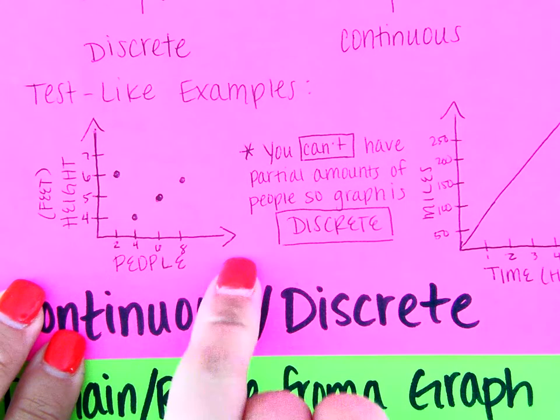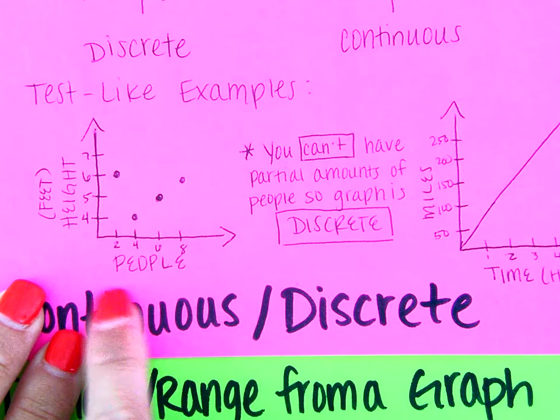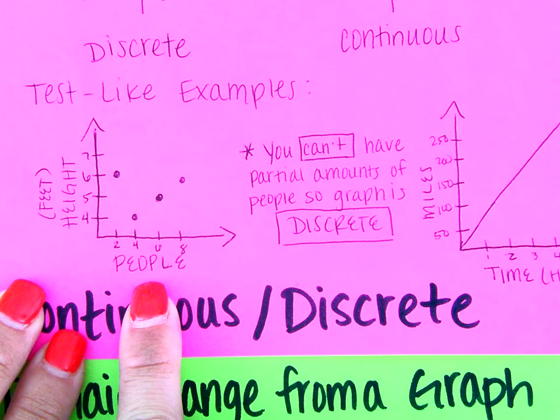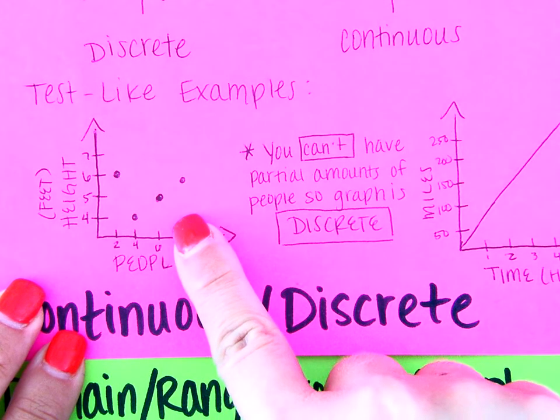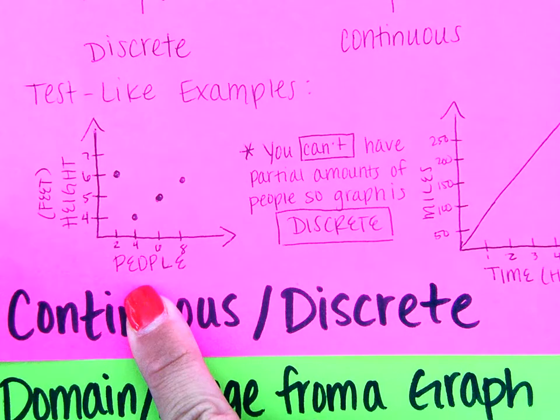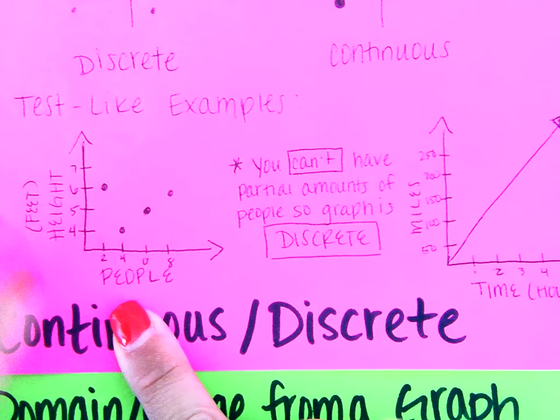Okay, if you look here at your x values, it says people. So before, can we take partial amounts of people? Well, no. So that means this graph would be discrete.